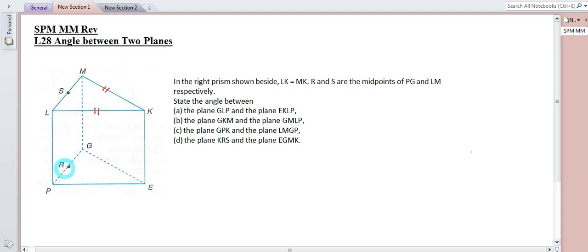Okay, where's GLP? This is G. This is L. This is P. GLP is over here. Let me draw it first. GLP and the plane EKLP. EKLP. Okay, this one.